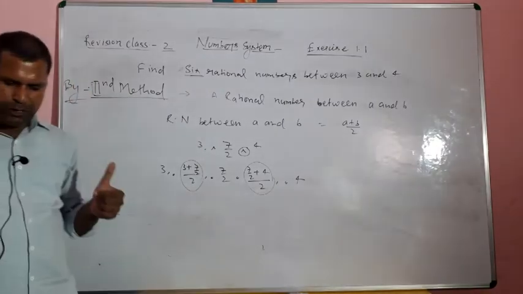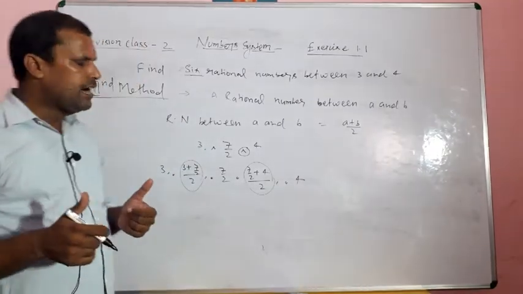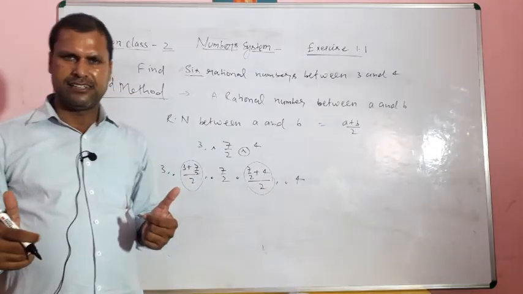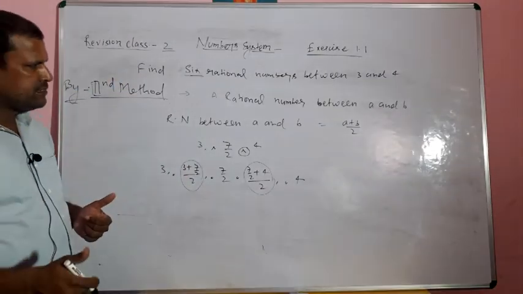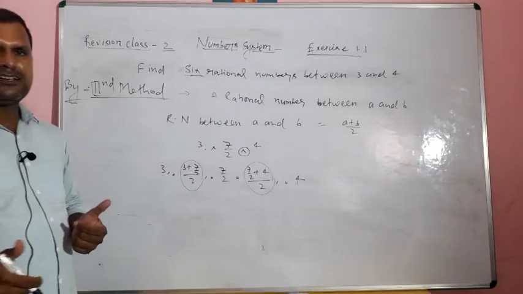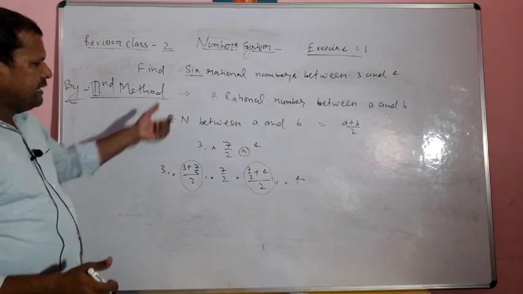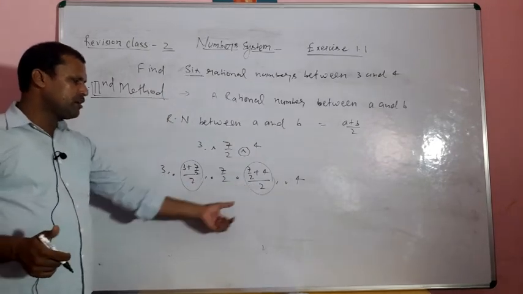So one important question is how many rational numbers are possible between two given rational numbers. The answer is there are infinite rational numbers between two given rational numbers. So like this question you have to complete yourself.